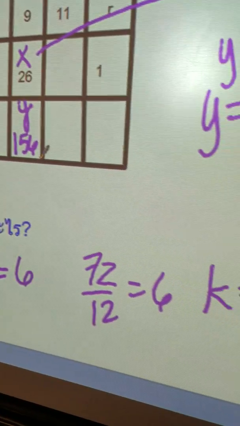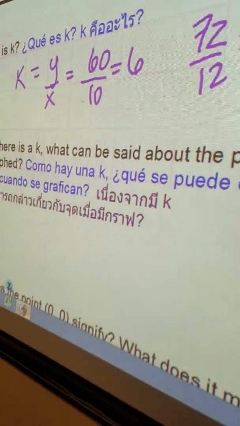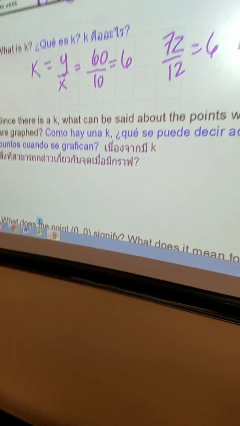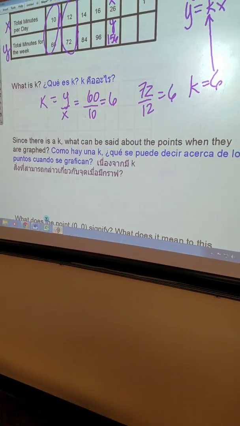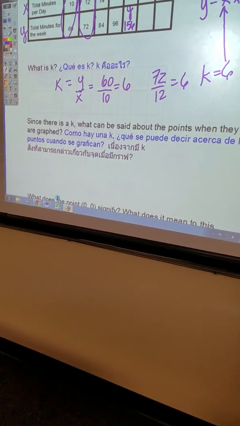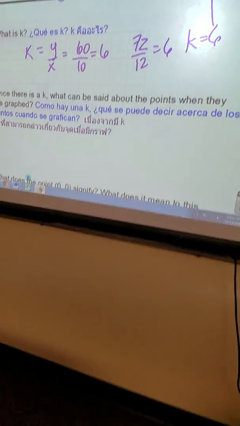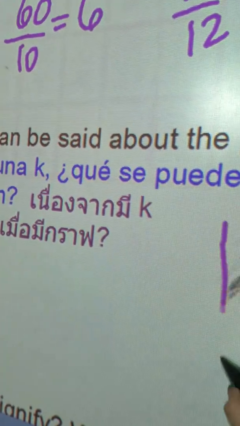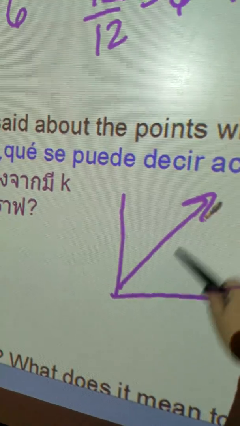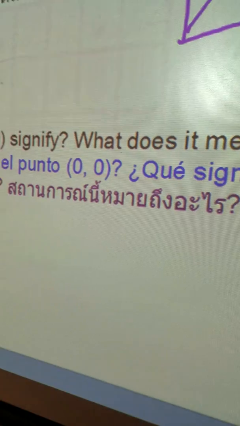Once you know your K, you also know a couple of other things. Since there is a K, what can be said about the points when they are graphed? As we mentioned before, they should form a straight line and they should go through the origin. So your graph should look something like that, where again, it's a straight line and it's going through the origin. Okay.